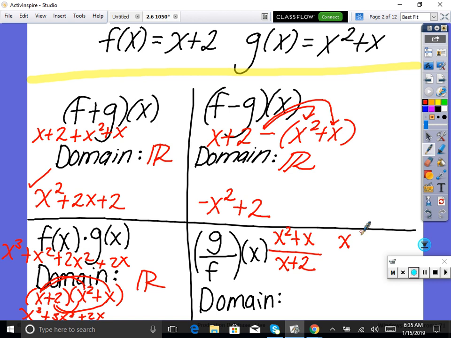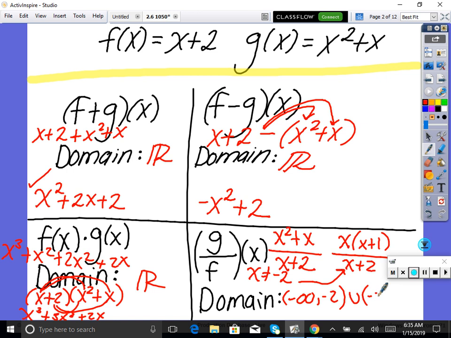So on top I'll pull out an x, then left is x plus 1. On bottom an x plus 2, so nothing ends up dividing out. In our domain, x cannot be negative 2, so we can't divide by 0. So that'd be negative infinity up to negative 2. Then remember it jumps over it, union. Then goes from negative 2 to infinity, connecting us all the way through so that it's just not negative 2. So pretty straightforward stuff for the most part.